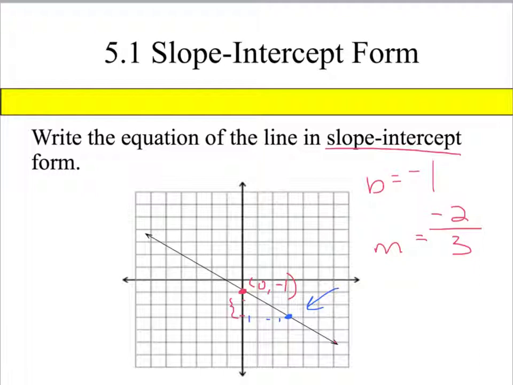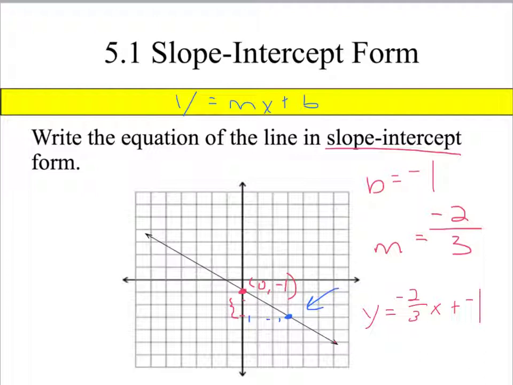Okay, so now that we have 2 points, we have our slope and our y-intercept. We plug this into our equation. What is the slope-intercept formula? y equals mx plus b. Plug that into that equation, and you get y equals -2/3 x plus -1.